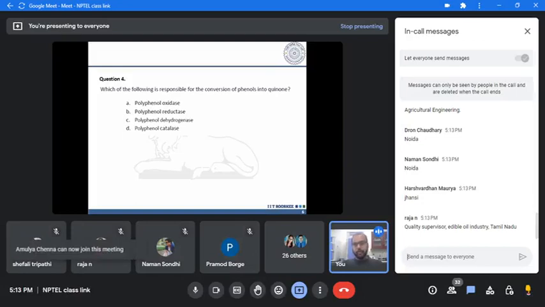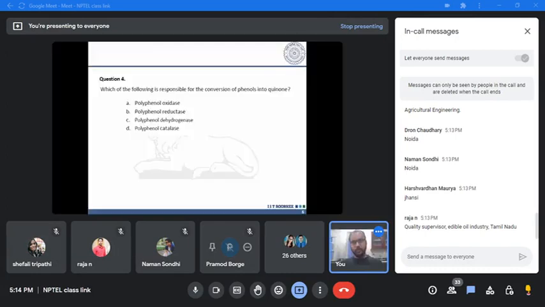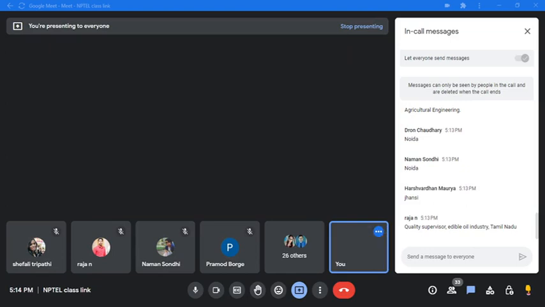Question: which of the following is responsible for the conversion of phenol into quinone? This is a question from enzymatic browning. The answer will be polyphenol oxidase, so the answer is A. Whoever has given the answer A is correct. So this is the answer, polyphenol oxidase.